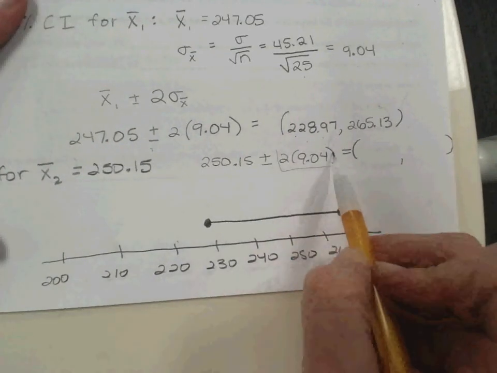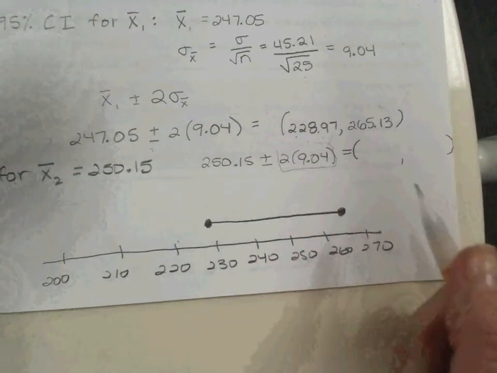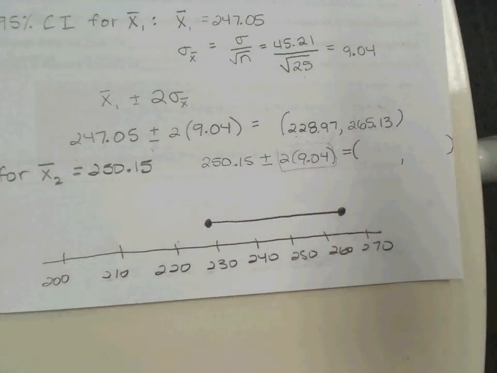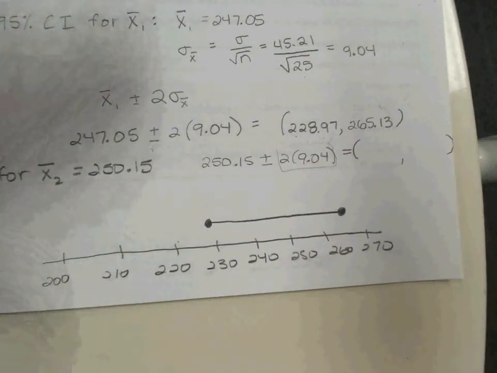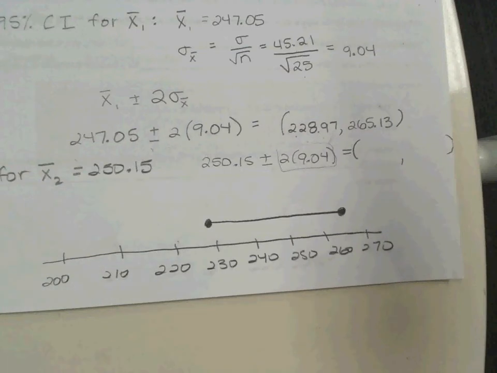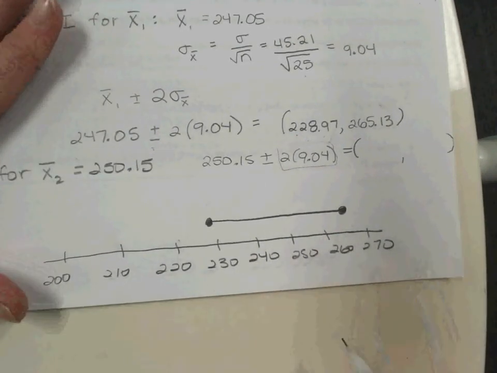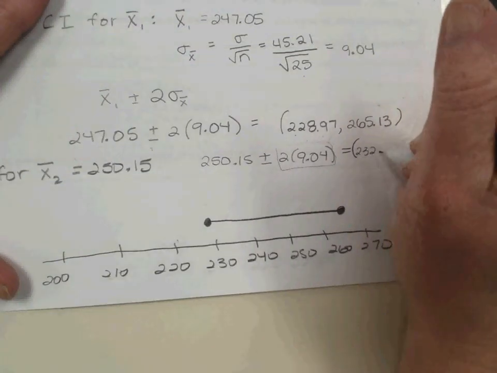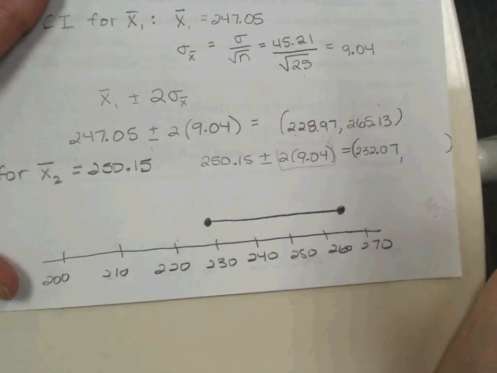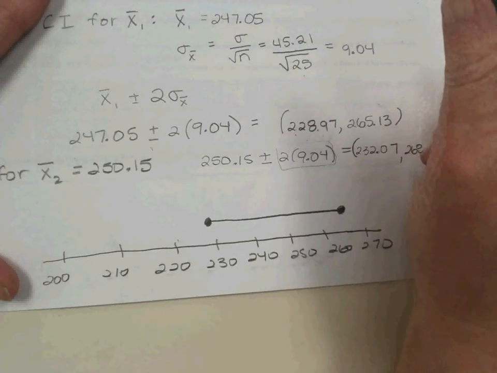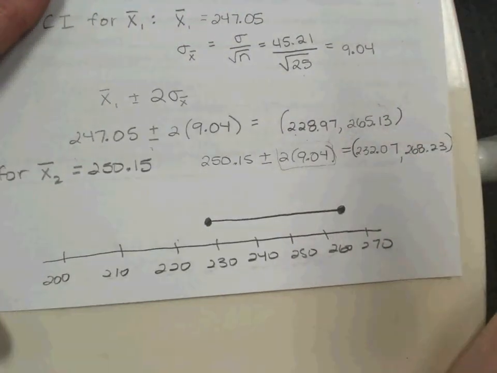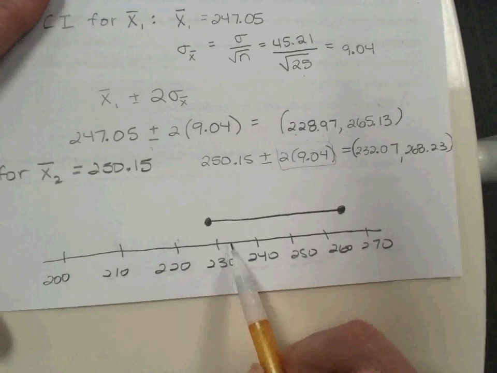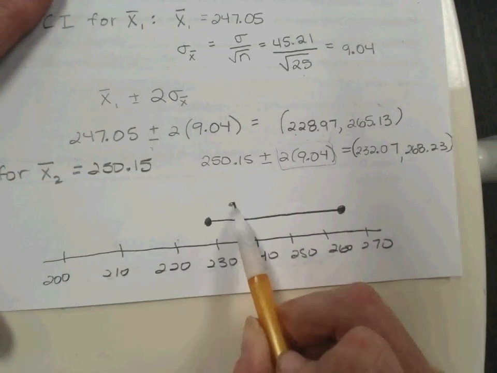Again, this value right here, the 18.08, is your margin of error, right? That's kind of the amount of cushion that you need in order to be 95% confident that the population mean is going to fall somewhere in between these two dots. What'd you get, Lainey? 232.07. What'd you get, Shelby, for the upper? 268.22. Thank you. So that's 232, so that's going to be somewhere right around here.